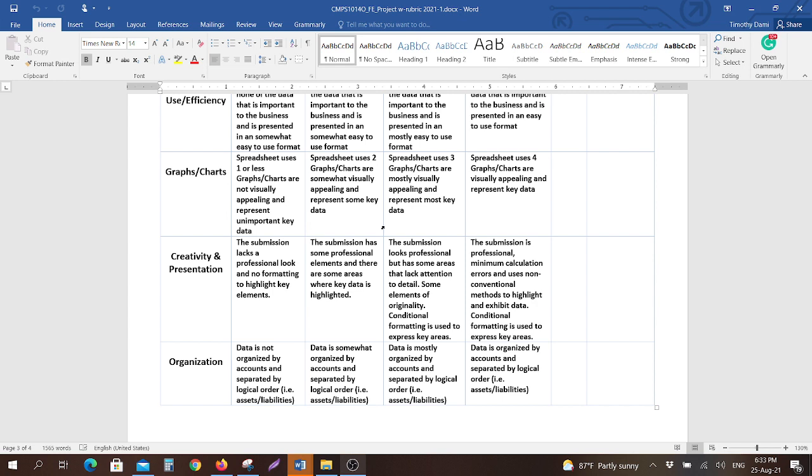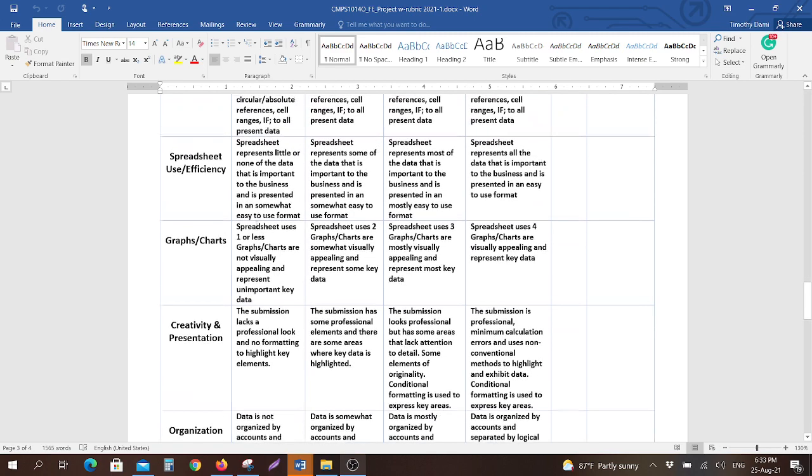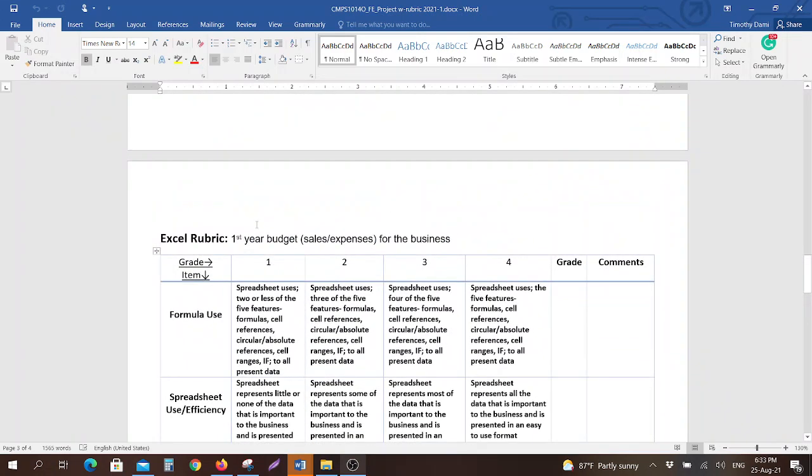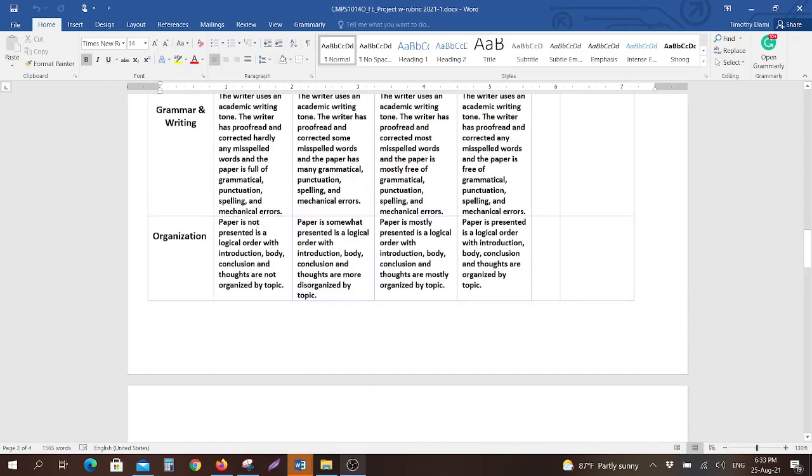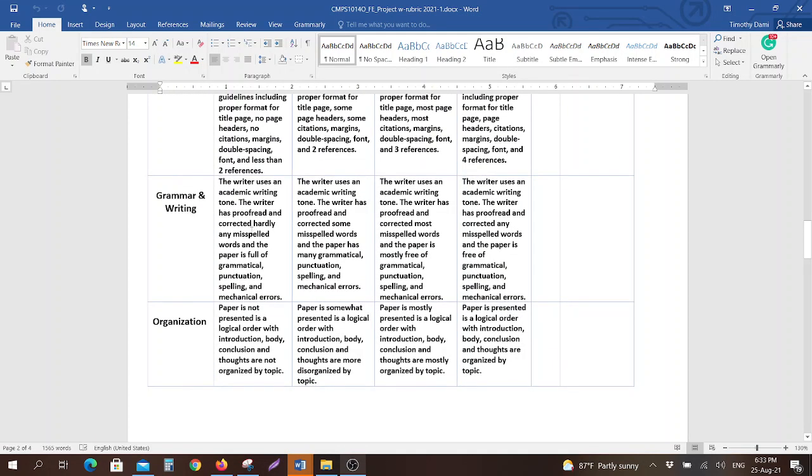Okay. The last part is organization, and that means basically that you have your assets and liabilities broken out, and they make sense. Even on your first page, where you're getting the information from the other pages, you should basically have your sales, then you should have your expenses, and then what's left over would be your profit or loss. Okay, so this is to be done in Excel, and again, it shouldn't be any more than 3 pages or 3 sheets inside of the workbook.